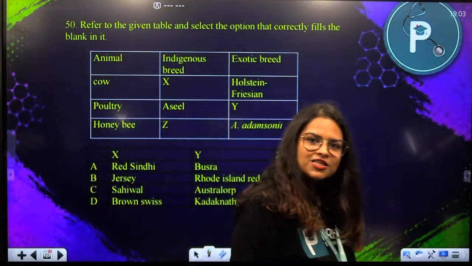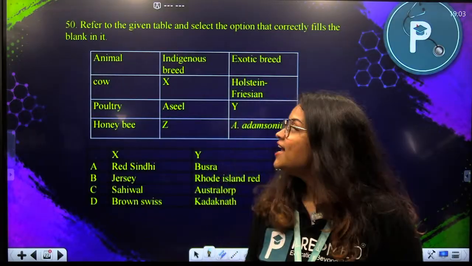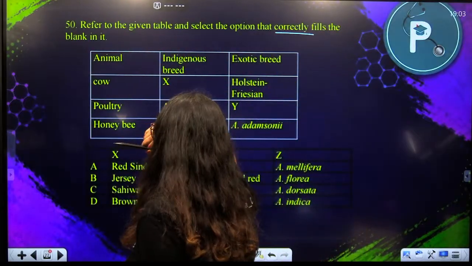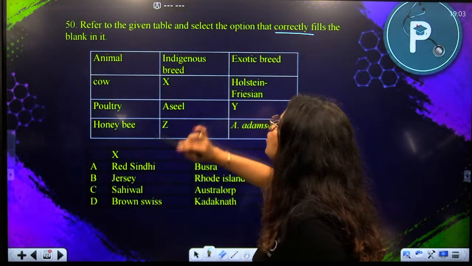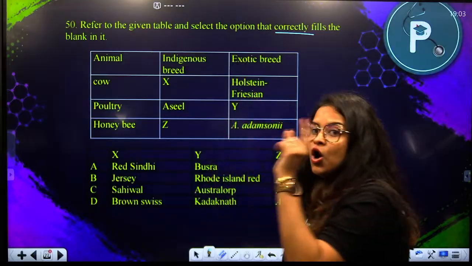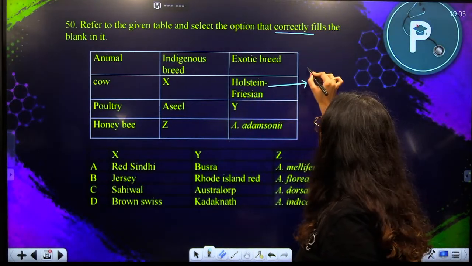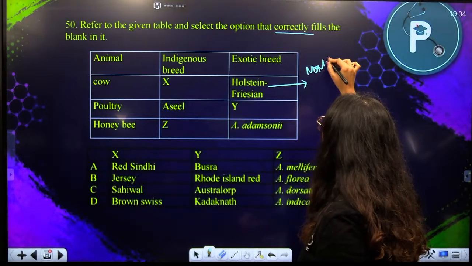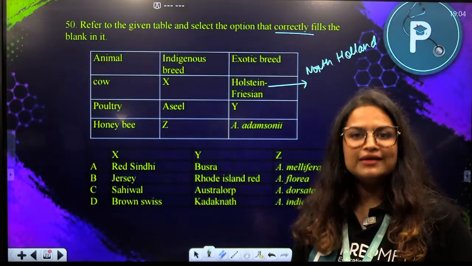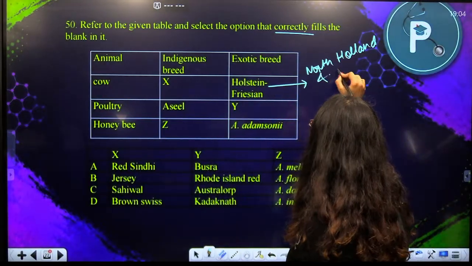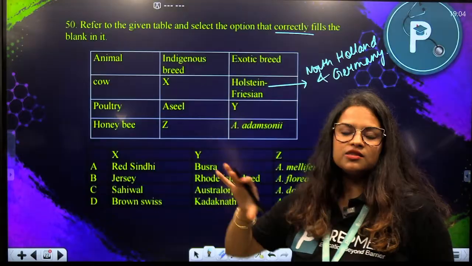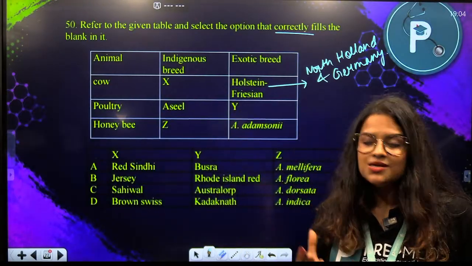Let's now discuss the last question for today, question number 50. Refer to the given table and select the option that correctly fills the blank in it. Okay, so cow, the animal cow, what is the indigenous breed and what is the exotic breed? The exotic breed is already given, Holstein Friesian. Holstein comes from North Holland, what we call the present day Netherlands. And Friesian is of course Germany, a city in Germany. So this exotic breed is found in the Netherlands or Holland and in Germany.